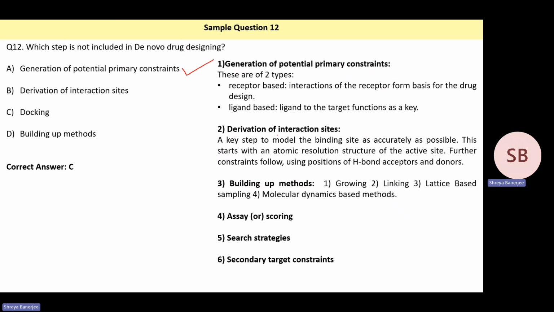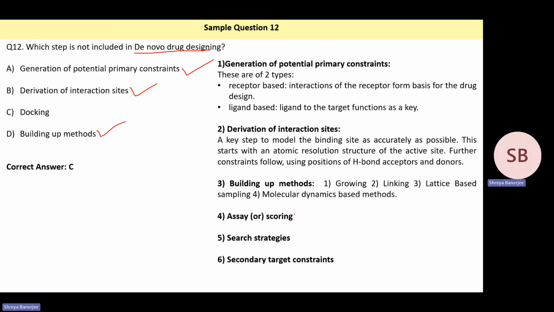The next step is deriving the interaction site. So finding the atomic level resolution of the binding site to find where there are hydrogen bond donors, acceptors, finding all the interaction sites. The third step is building up the models. So this is also a part of de novo drug designing. Here you predict certain fragment molecules which will bind with the interaction sites, and the fragment molecules are linked together to design the entire lead molecule.